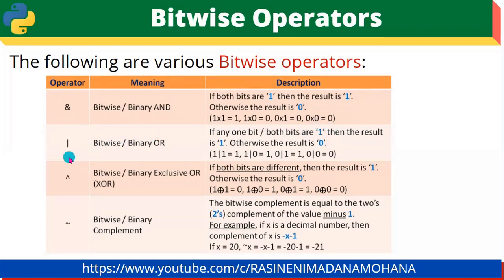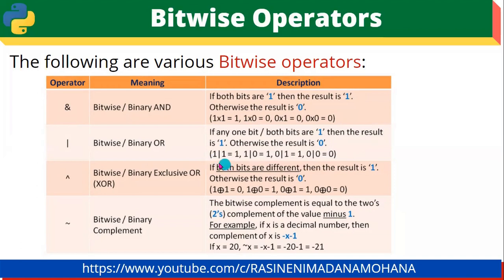Then the second bitwise operator, the OR operator, is denoted by the pipe symbol. This can be read as the bitwise or binary OR operator. Same as the logical OR operator, where if any one value is true, the result is true, here also, if any one value is 1, then the result is 1. Otherwise, it is 0. If any one bit or both bits are 1, the result is 1. Otherwise, the result is 0.